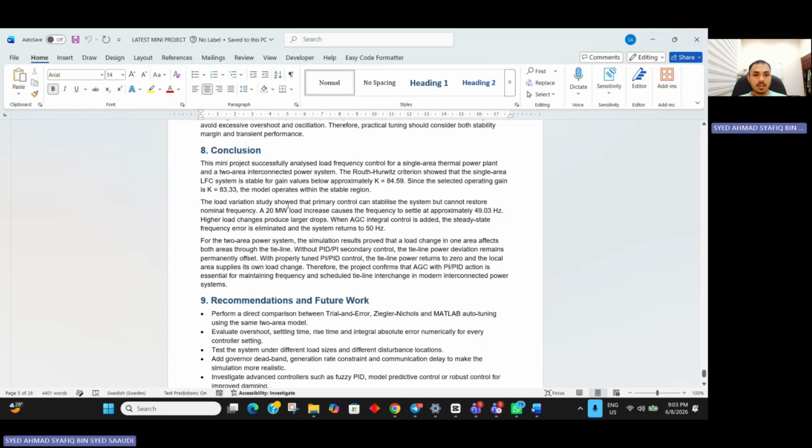The load variation study showed that primary control can stabilize the system but cannot restore the nominal frequency. A 200 megawatt load increase caused the frequency to settle at approximately 49.03 Hz. Higher load changes produce a larger drop. When AGC integral control is added, the steady-state frequency error is eliminated and the system returns to 50 Hz.